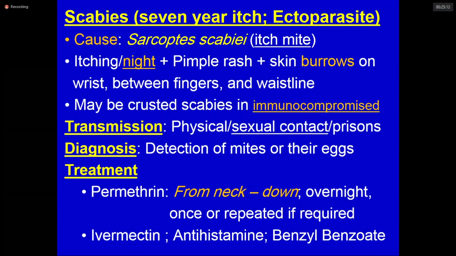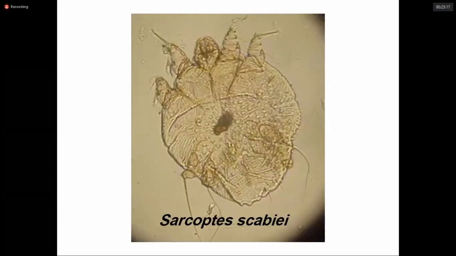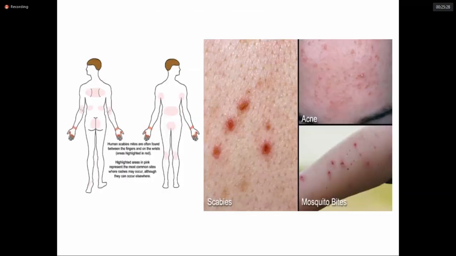This is what I have to remind you with the Sarcoptes scabiei. And this is the mite of the Sarcoptes scabiei. You can see it. We are not going to go into details, but this is the shape of it. These are the lesions or pimples of the scabies. In comparison with the acne, it appears in this shape. Mosquito bites.